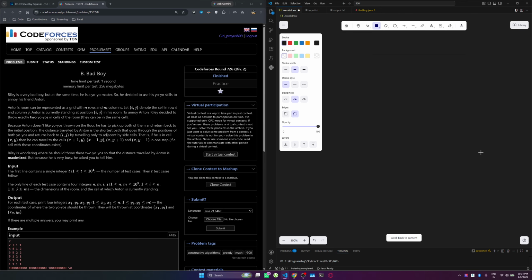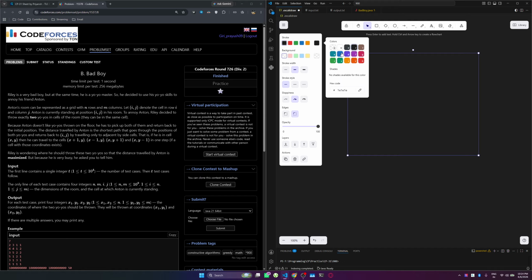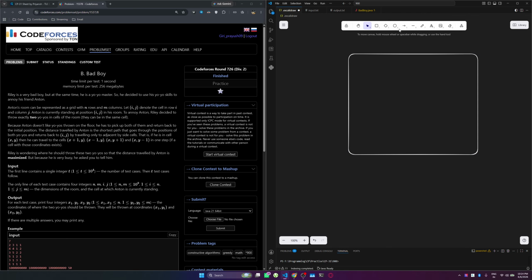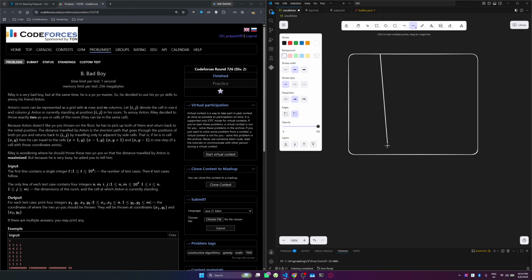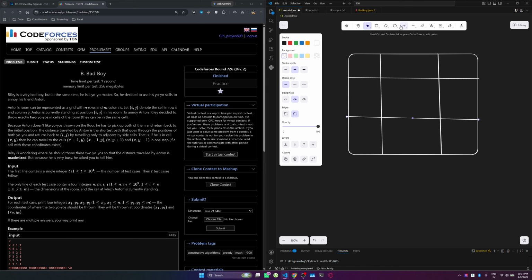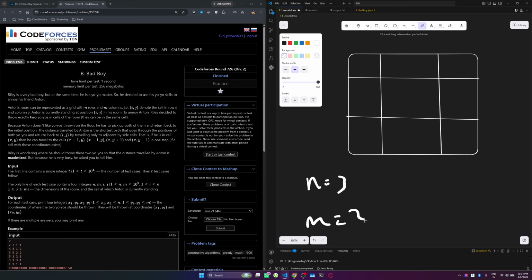Let's create a grid, a 3 by 3 grid for now. So here our N is 3 and our M is also 3. All right, what is next?